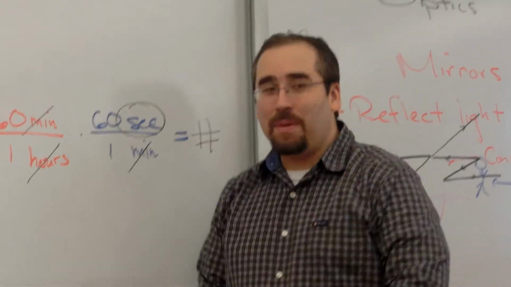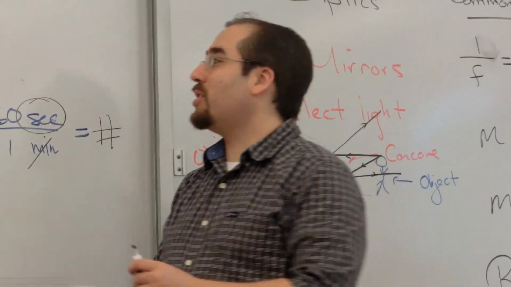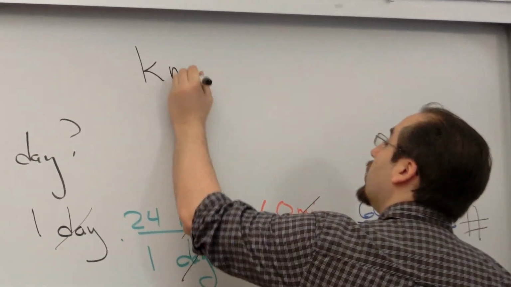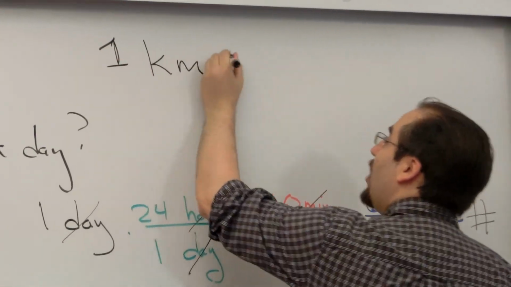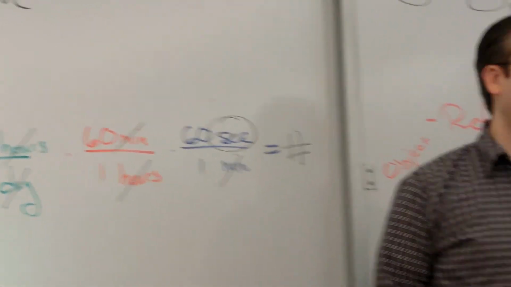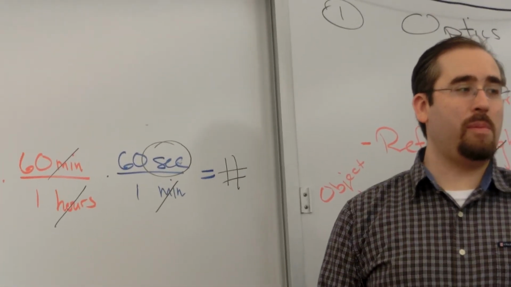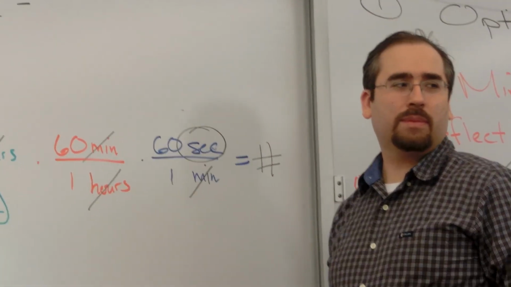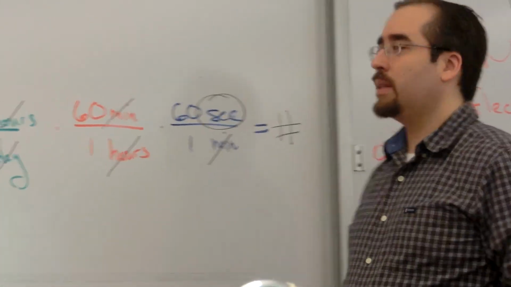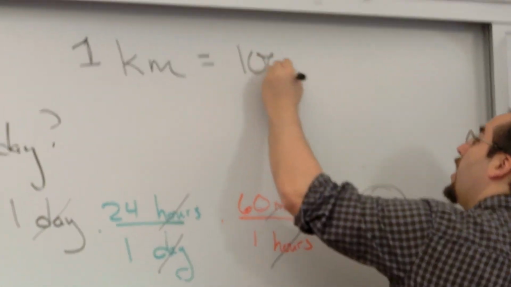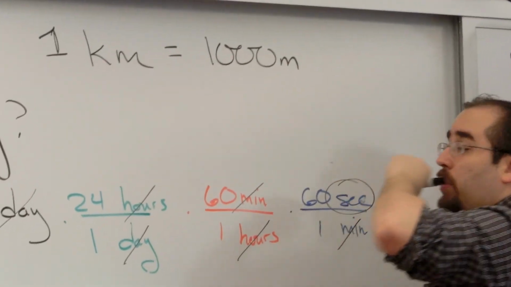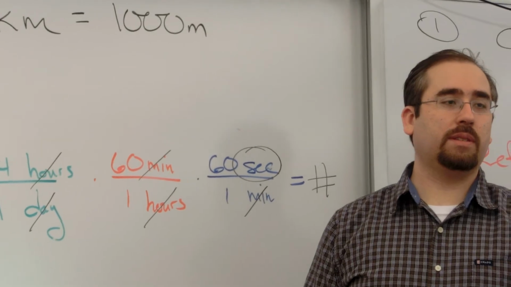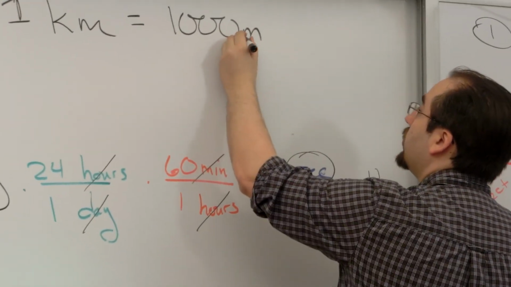So, other common conversions. Remember, we talked a lot about metric prefixes. So 1 kilometer is how many meters? 1,000. Kilo is 1,000. All right. What is the short way to move between metric prefixes? Step chart. Move the decimal.